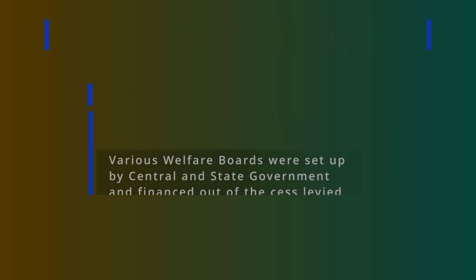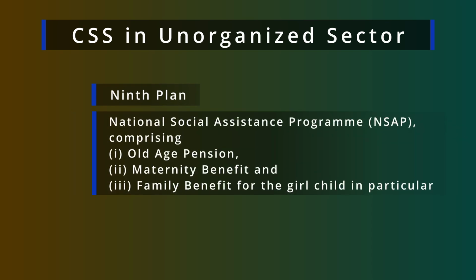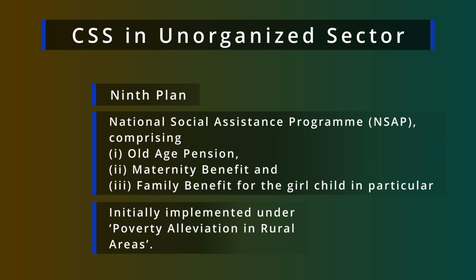Cess has been levied, but the conditions of social security for the unorganized sector have not much improved. In the Ninth Plan, Indian planners implemented different kinds of basic social security rights for the unorganized sectors, like the National Social Assistance Program, old age pensions, maternity benefits, and family benefits for the girl child. These policies have been taken care of within the sphere of poverty alleviation in rural areas.